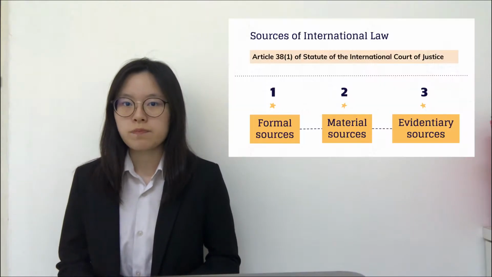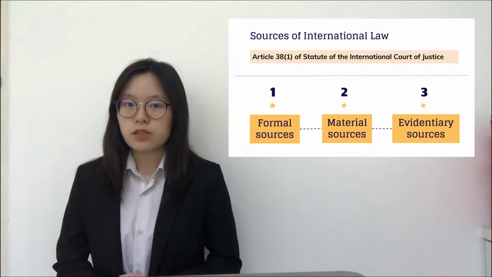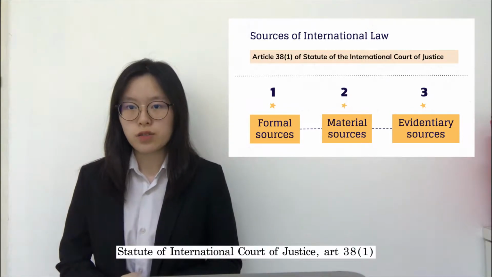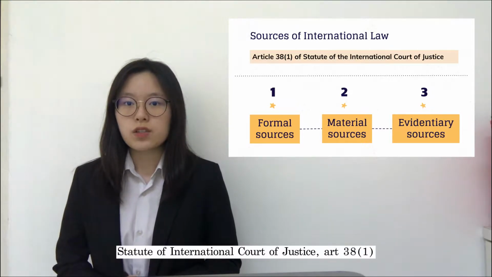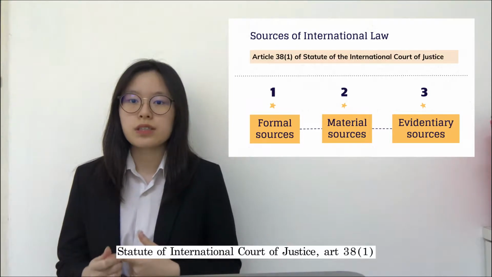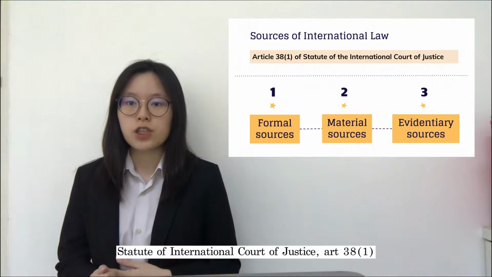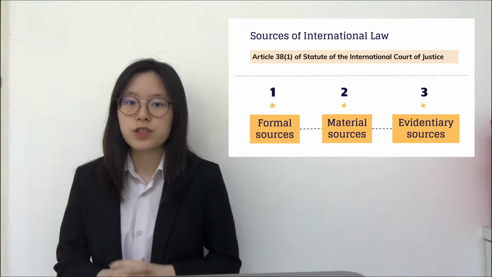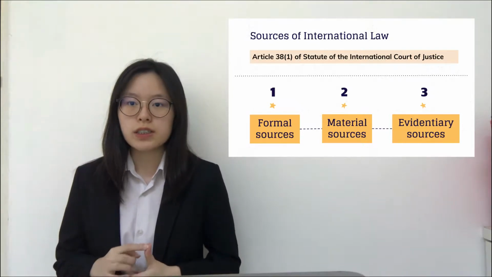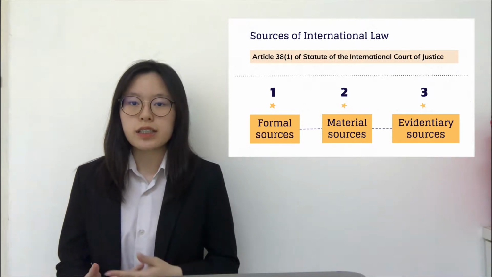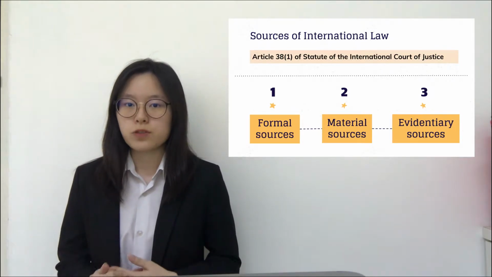The sources of international law, according to Article 38, Clause 1 of the Statute of the International Court of Justice, are the international conventions recognized by contesting states, which are known as treaties, and also the international customs, which are the general practice accepted by law. So it can be divided into three sources, which are formal sources, material sources, and evidentiary sources, and treaties and customs fall within the formal sources.